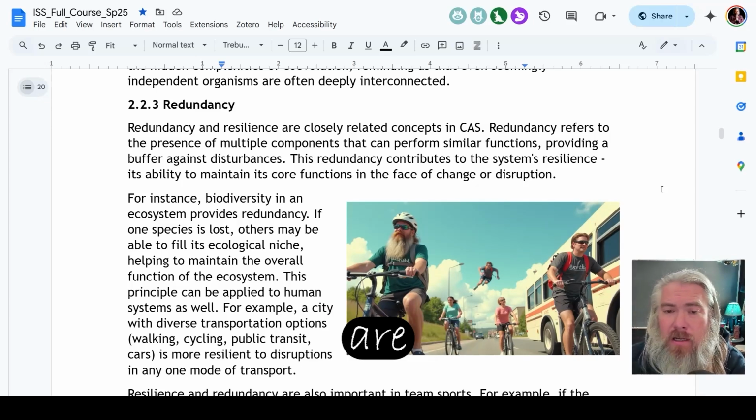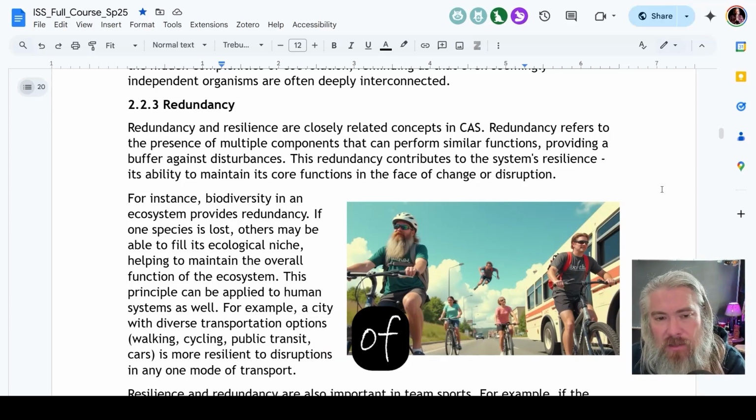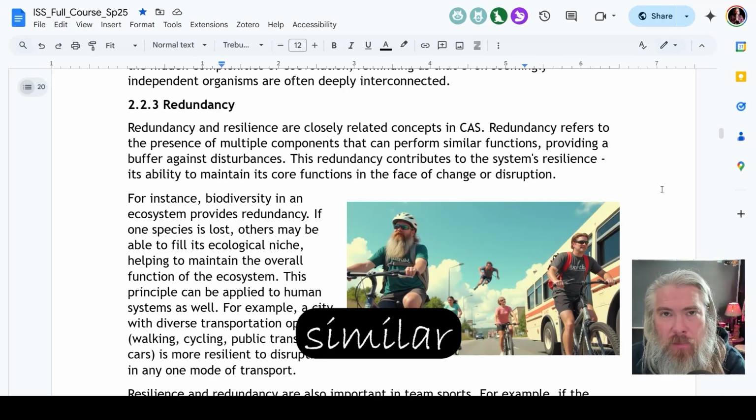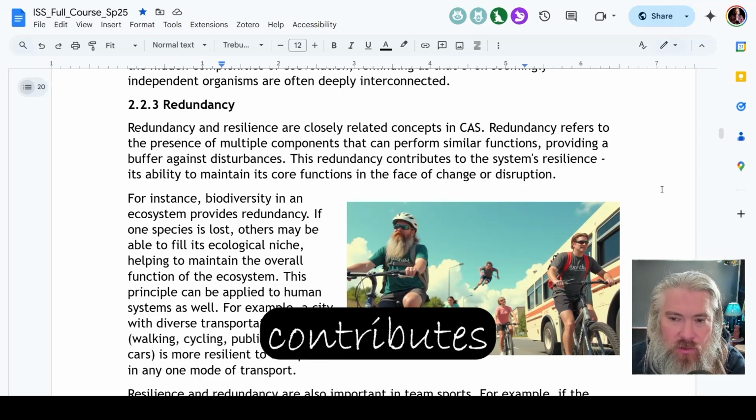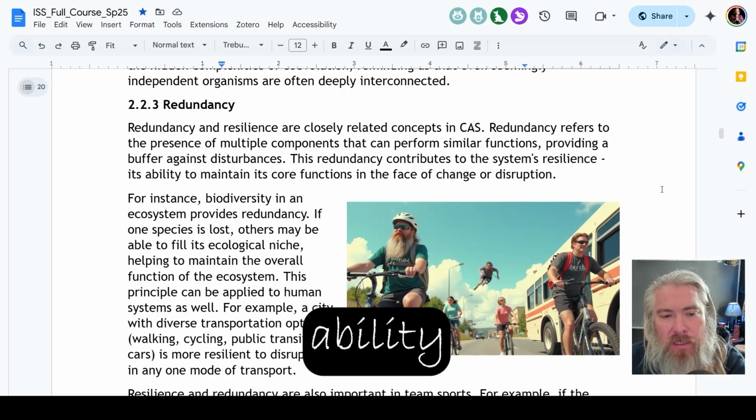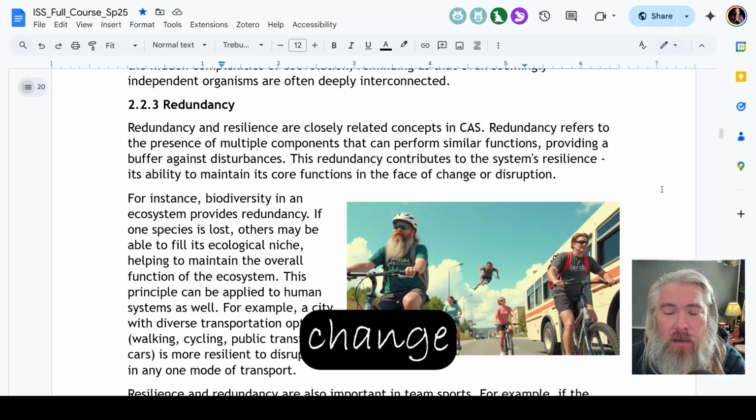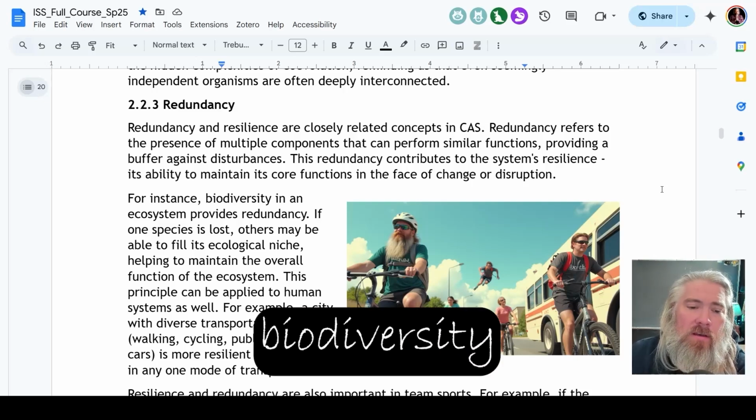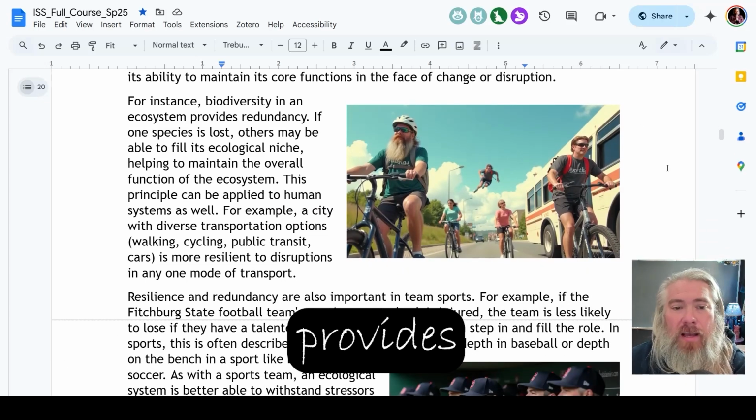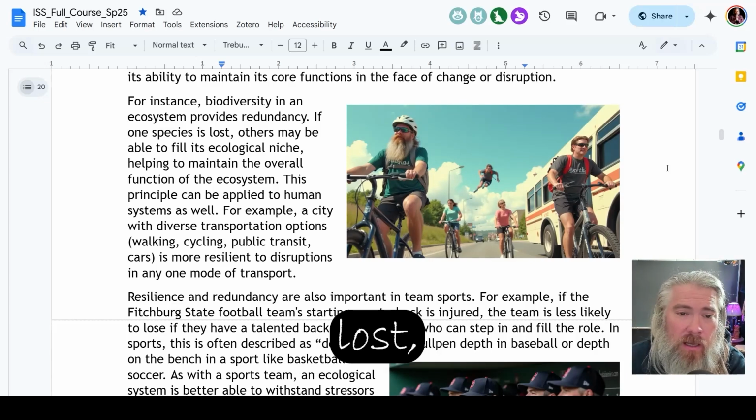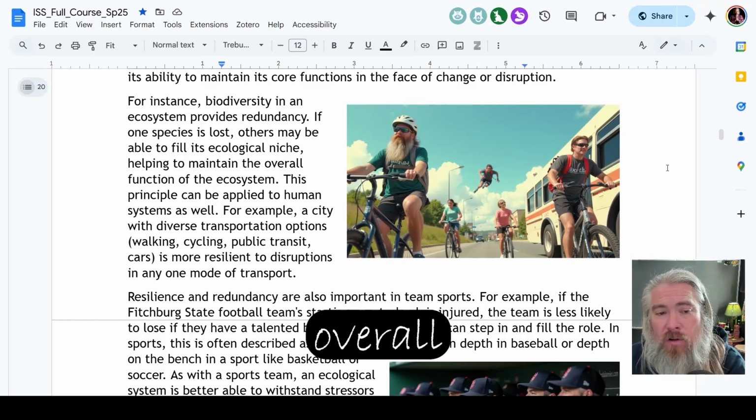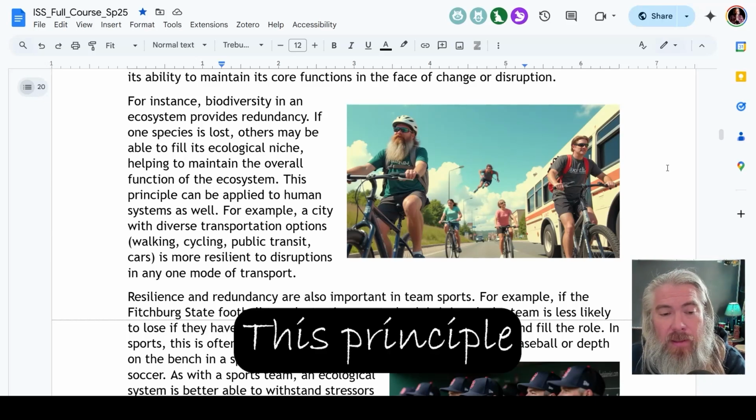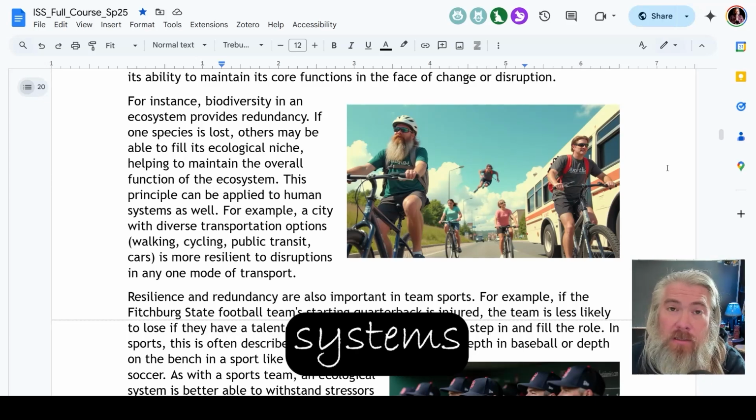Redundancy and resiliency are closely related concepts in CAS. Redundancy refers to the presence of multiple components that can perform similar functions, providing a buffer against disturbances. This redundancy contributes to the system's resilience, its ability to maintain its core functions in the face of change or disruption. For instance, biodiversity in an ecosystem provides redundancy. If one species is lost, then others may be able to fill its ecological niche, helping to maintain the overall function of the ecosystem. This principle can be applied in human systems as well.